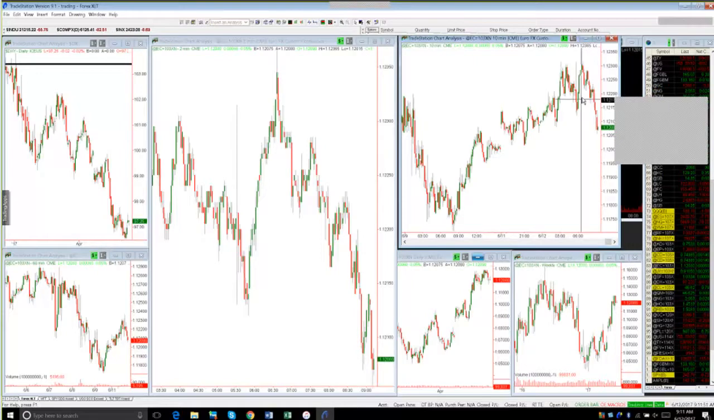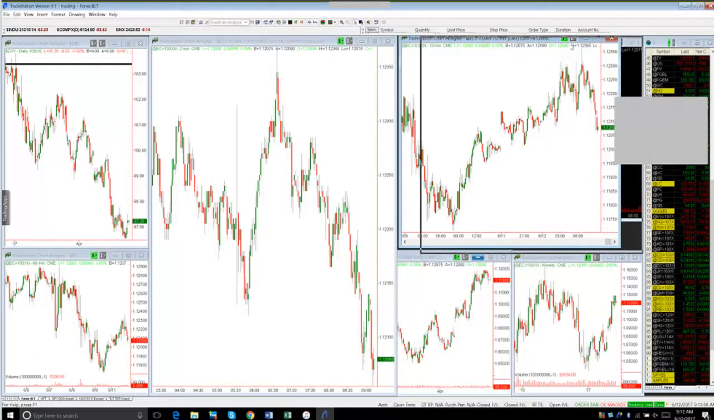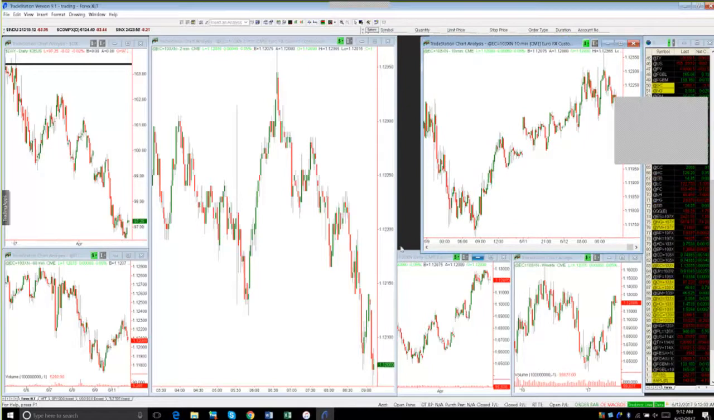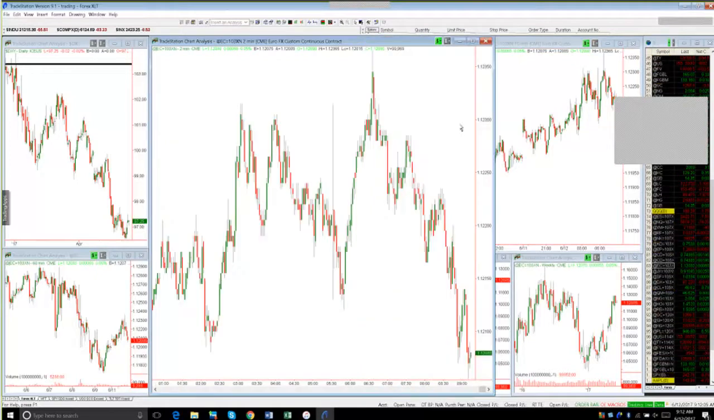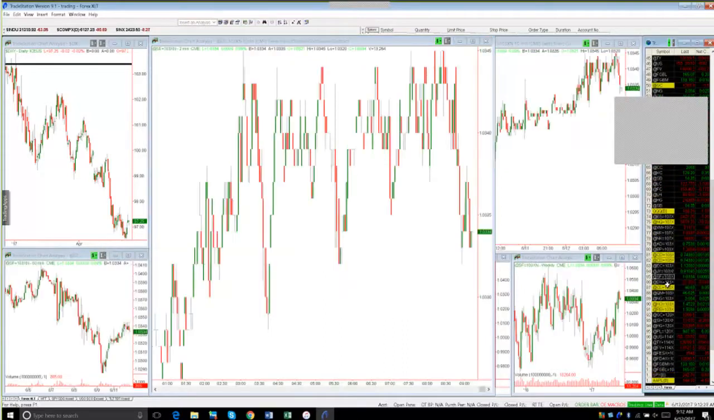So if the euro backs up to this 112.20-ish area, that could be a nice opportunity for us. When I go down to a much smaller time frame, this is going to be a challenge. We could probably short the euro up here, but I'd rather look for another market that is giving us a little more quality of a level. So let's keep looking here.